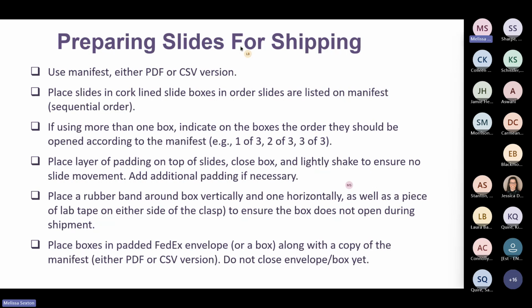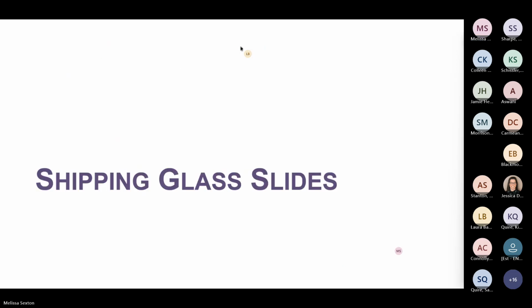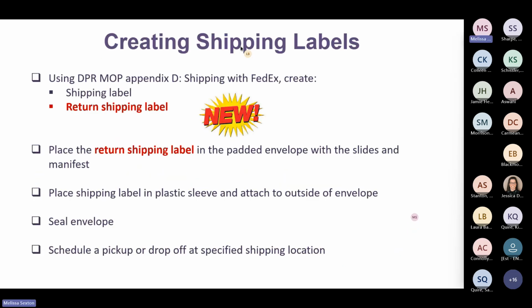This just kind of helps ensure that the box does not open during shipment. And then you want to place the boxes in a padded FedEx envelope along with a copy of the manifest, either PDF or CSV version. Again, at this stage, either one is fine. And then do not close the envelope yet.